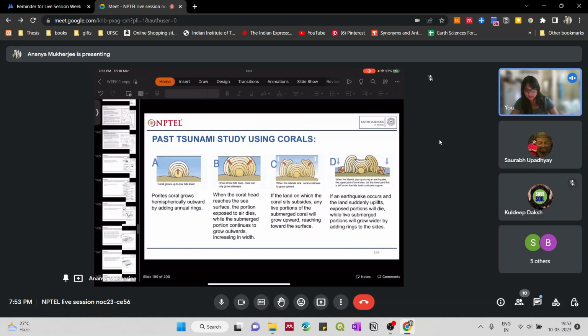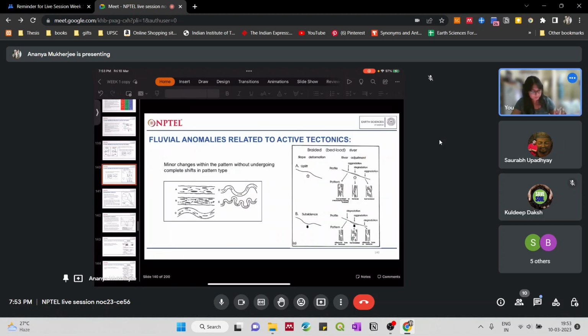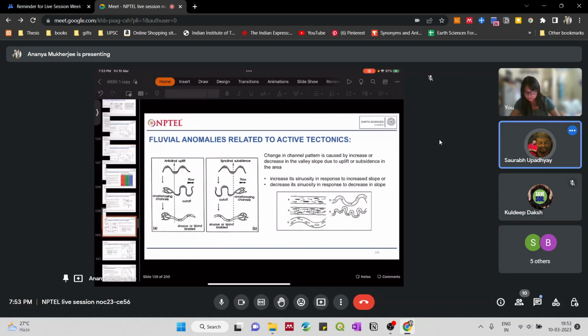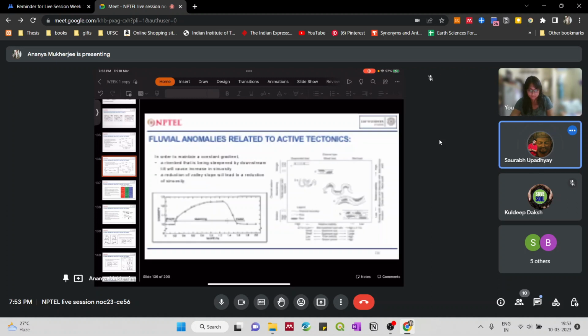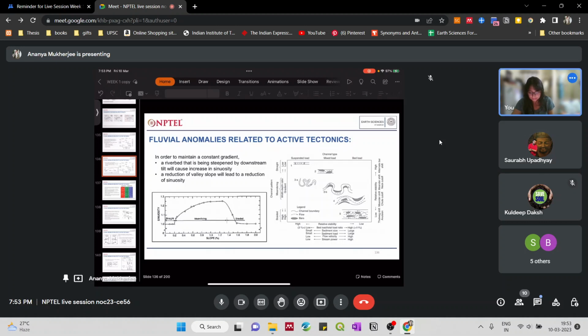I'll just open Schumm's classification. You can see the lecture slide, there is a relationship between the slope and the sinuosity. Maybe in the same slide, or one or two slides after this. Yeah, this one, in the bottom left corner. Sinuosity increases with the slope, in percent. Which is normally what you do not see, right?